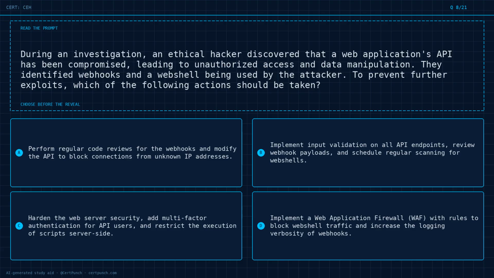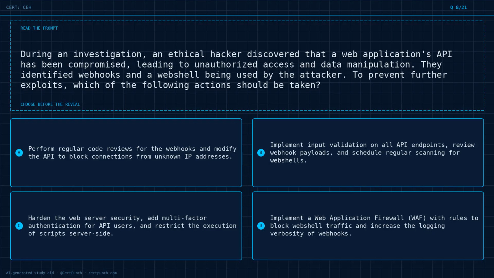Question 8 of 21. During an investigation, an ethical hacker discovered that a web application's API has been compromised, leading to unauthorized access and data manipulation. They identified webhooks and a web shell being used by the attacker. To prevent further exploits, which of the following actions should be taken? Option A, perform regular code reviews for the webhooks and modify the API to block connections from unknown IP addresses.